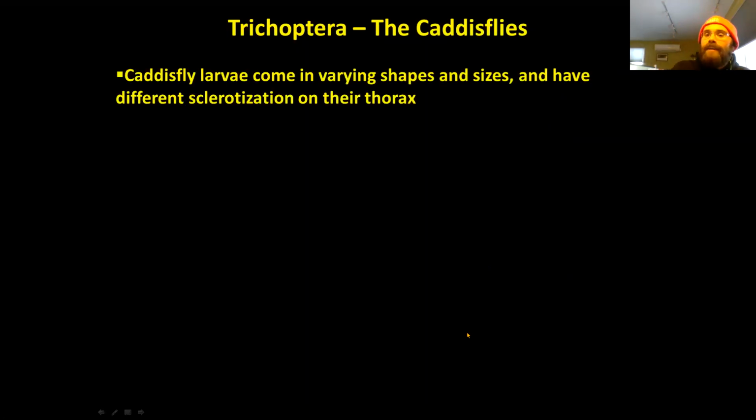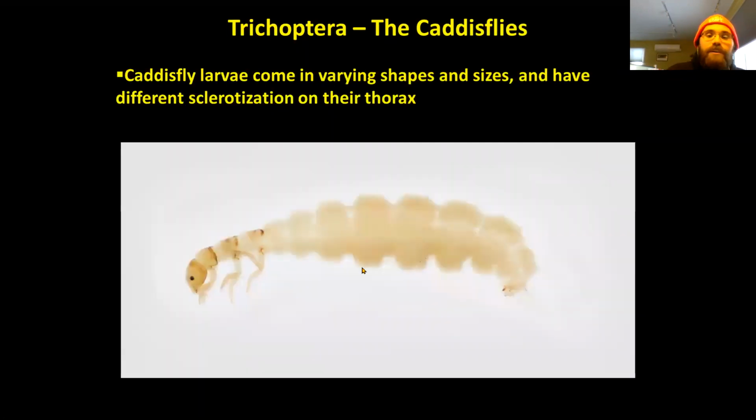Caddisfly larvae come in varying shapes and sizes, and they have different sclerotization on their thorax. So for this one, this is a chunky little caddisfly. This is a micro caddisfly. You can see a very, very chunky abdomen, while the head and the thorax are very small in size. And you can see we've got 3 armored plates on the thorax up here.